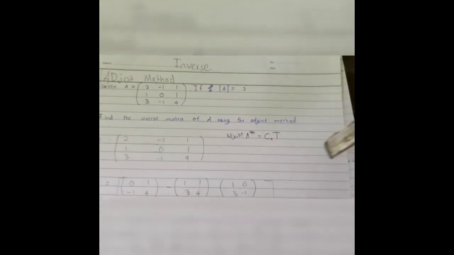So this is inverse. To find the inverse, we have two methods. One of them is the adjoint method. The second one is ERO, elementary row operation. The first one is the adjoint method. To get the adjoint, we have the formula adjoint A equals cofactor transpose. So let's do this question. Given the matrix 2, -1, 1, 0, 1, 0, 1, 3, -1, and 4. If determinant A equals 2, find the inverse matrix of A using the adjoint method.